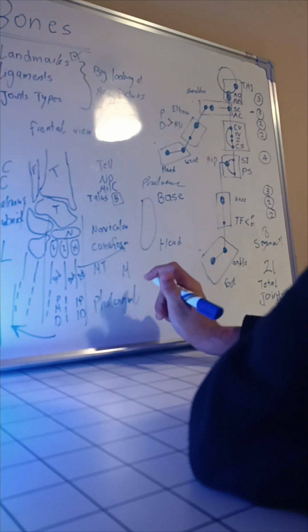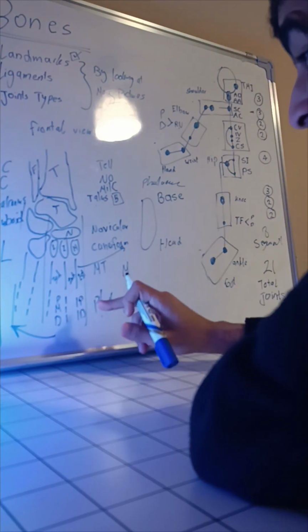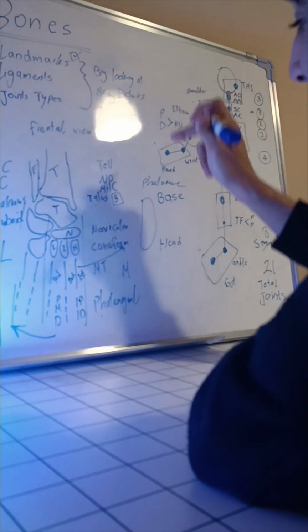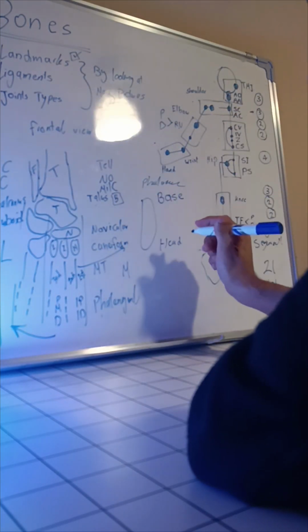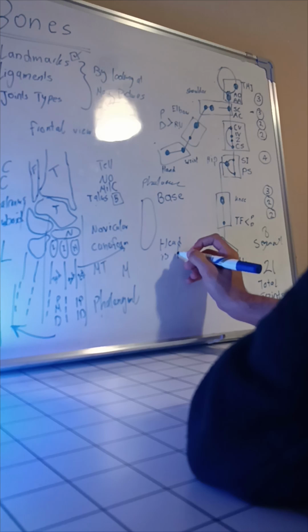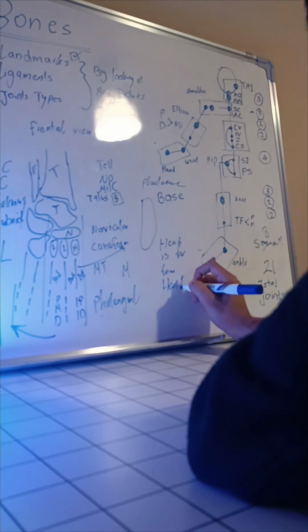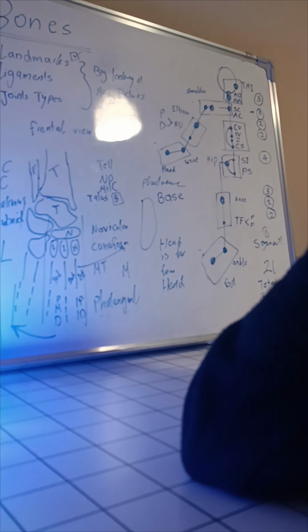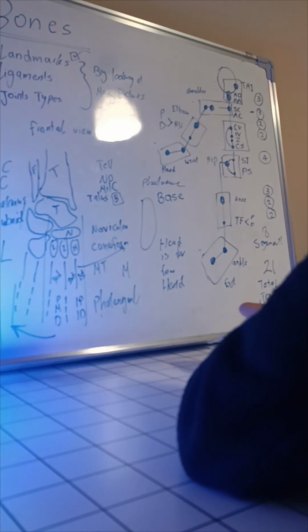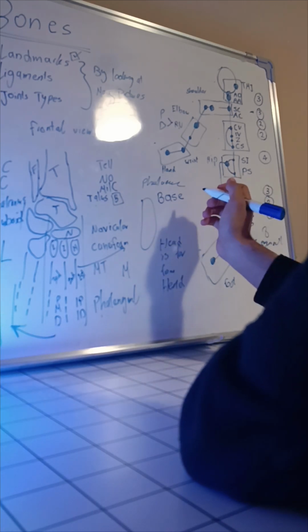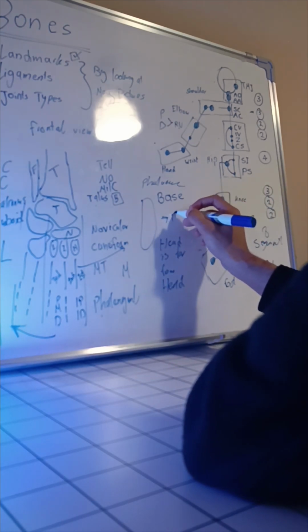The head is far from the head. The base is near the head. So the head is the part that is very far from your head, and the base is the part that is closer to your head, and here is the body.